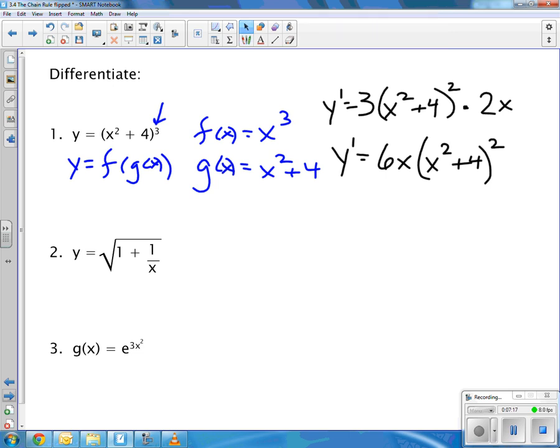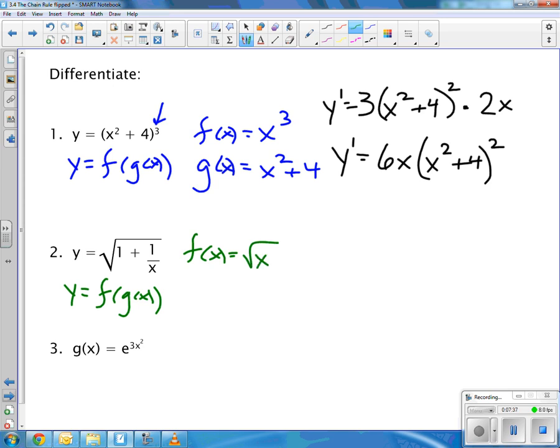Example number 2. I have y equals the square root of (1 plus 1 over x). In this case, I'm going to identify my interior and exterior functions, or inner and outer functions. So if I do y equals f of g of x again, my f of x function, the outer function, is the square root function. My interior function is 1 plus 1 over x.